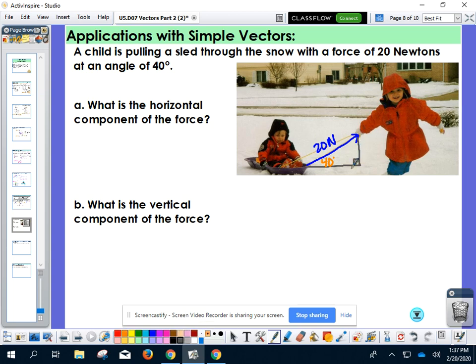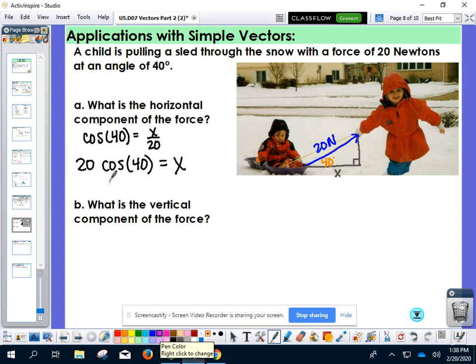Well, I can make a right triangle out of this to make some sense out of it and connect it back to trig. So here I've got adjacent and hypotenuse, that would be cosine. So cosine of 40 degrees is equal to adjacent over hypotenuse, and I could just multiply that 20 over to the other side. 20 cosine 40 would be equal to x, the horizontal component. And then that's just a quick calculator function, again in degree mode, and that horizontal component ends up being 15.32 newtons.